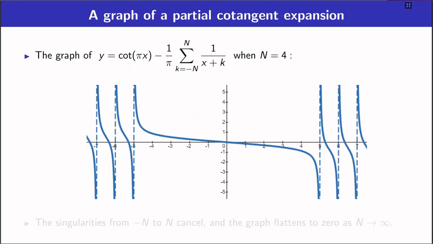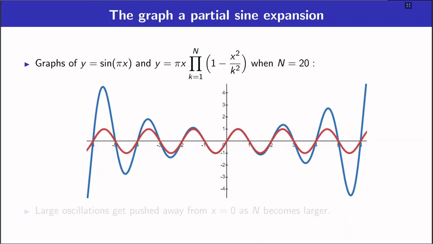To orient ourselves, here's a graph of cotangent of pi x minus the cotangent expansion for relatively large n. As you can see, the singularities at the integers cancel, and the graph flattens to zero as n goes to infinity, so we actually have global pointwise convergence. Here's a graph of sine of pi x in high-degree partial product expansion. Evidently, the large oscillations of the approximating products get pushed away from zero as n becomes larger.